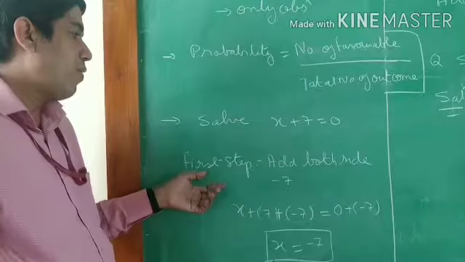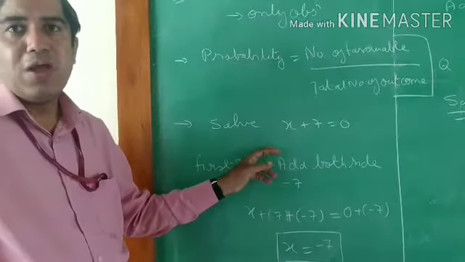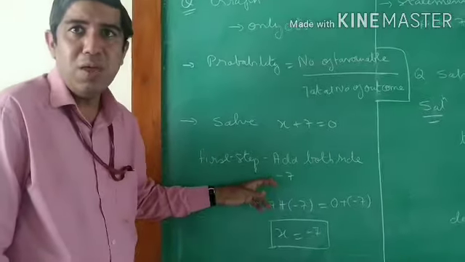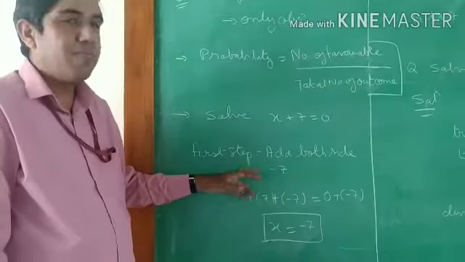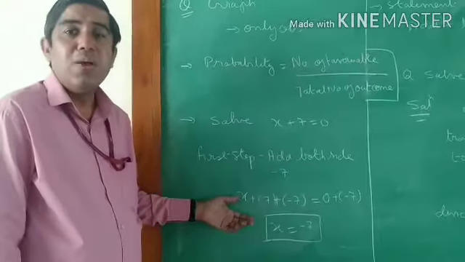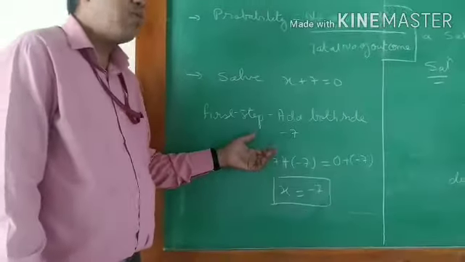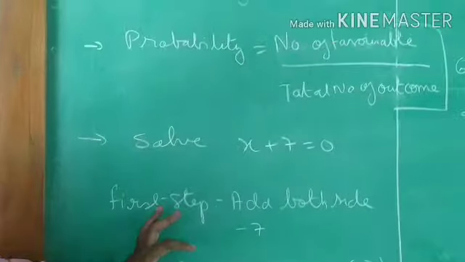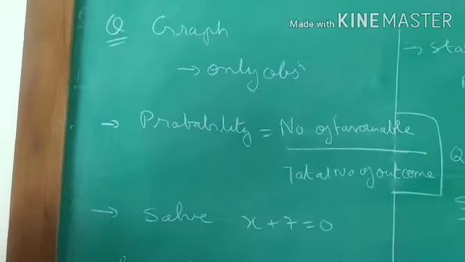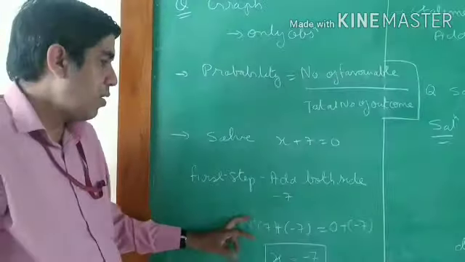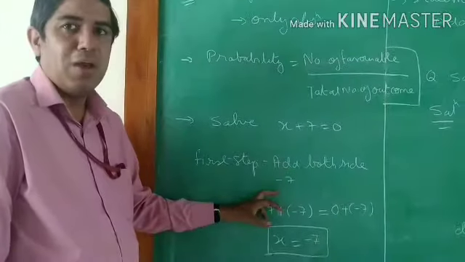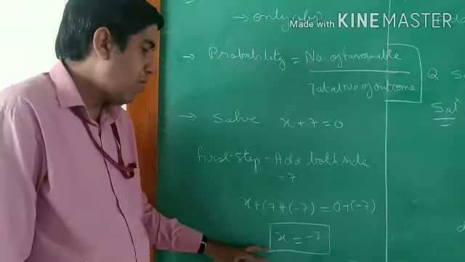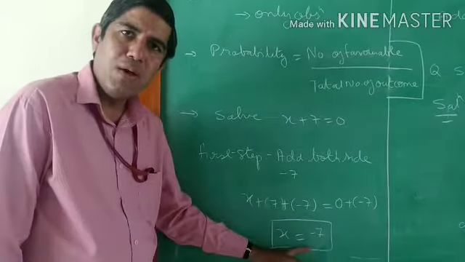Some student will say subtracting both sides by 7. It is also right. The meaning should be same. Don't try to mug up the steps given in the book. What you mean to say or what the book language is saying, the meaning should be same, and try to write in your own language so that you will enjoy the subject. So I wrote here add both sides by minus 7, and some student is subtracting both sides by 7, meaning is same. So you can see that I got the answer x equal to minus 7.